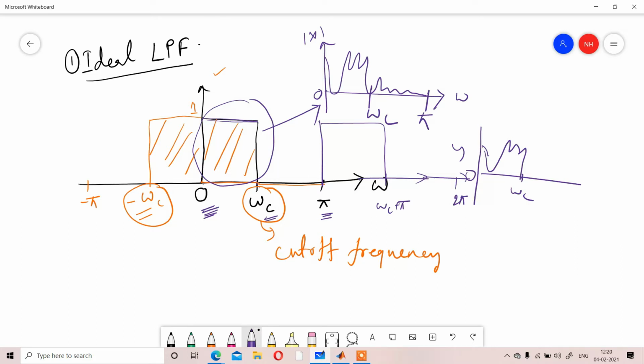Okay, thank you sir. So this is the characteristics of the ideal low pass filter: between minus omega c to omega c you will have 1, and from minus pi to minus omega c and omega c to pi, within that range you will get 0. So that is the characteristics of an ideal low pass filter. Keep in mind, ideal.